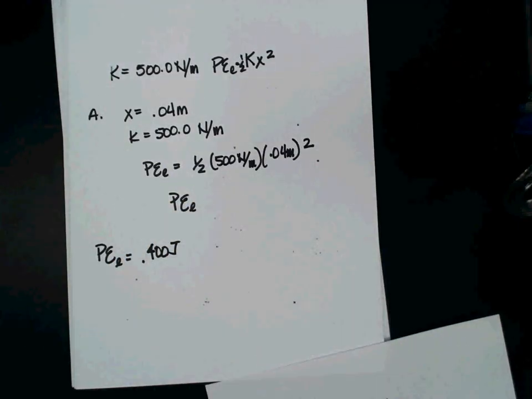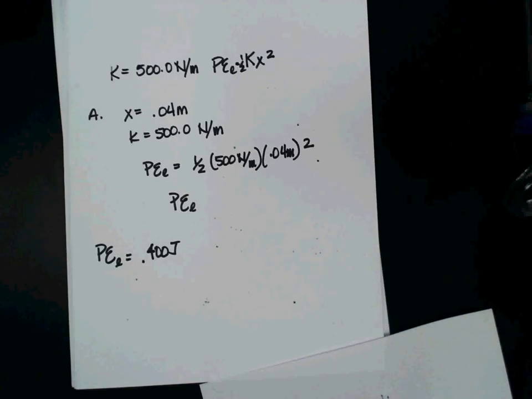Hopefully it equals whatever I said it was supposed to: 0.400 joules. See if that's right. Did I pick the right numbers? That's all you're doing. You're just plugging away with the formula. 0.5 times 500. Yay. I was a little worried. Yes, it does equal it. So you just proved it. That's all you're doing in B and C. I'm not going to work those.